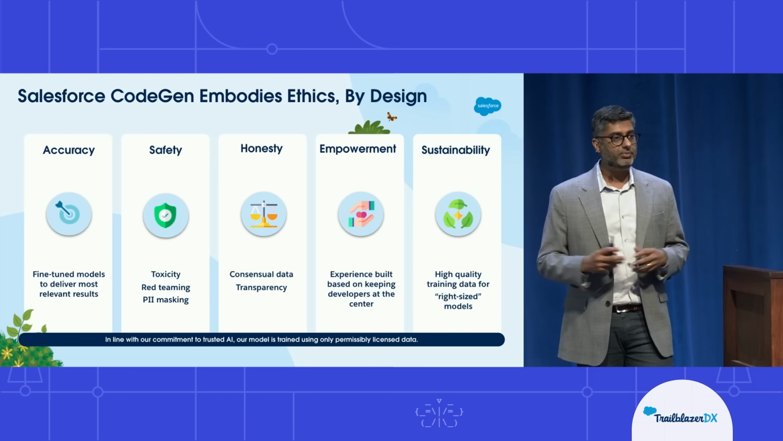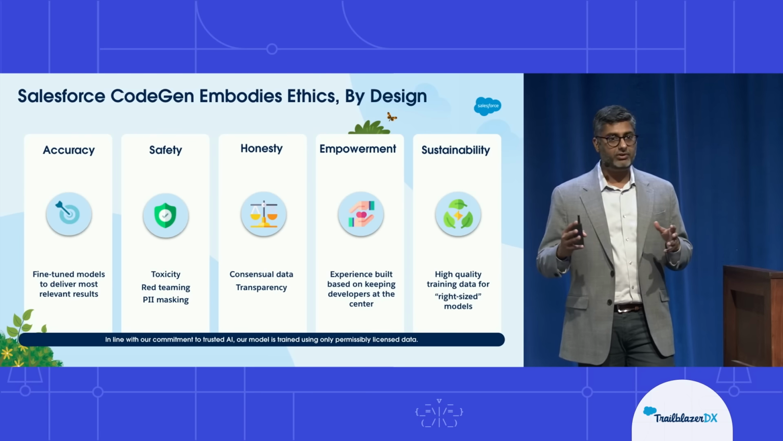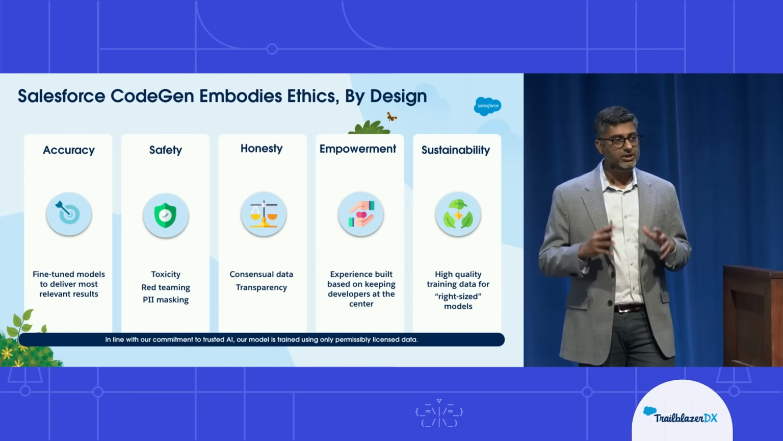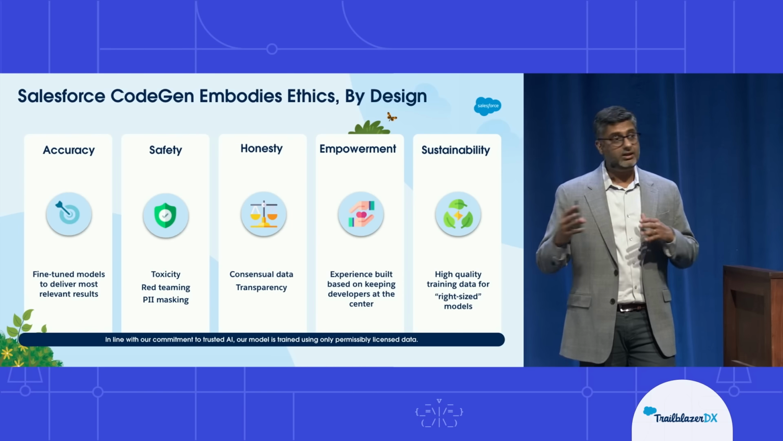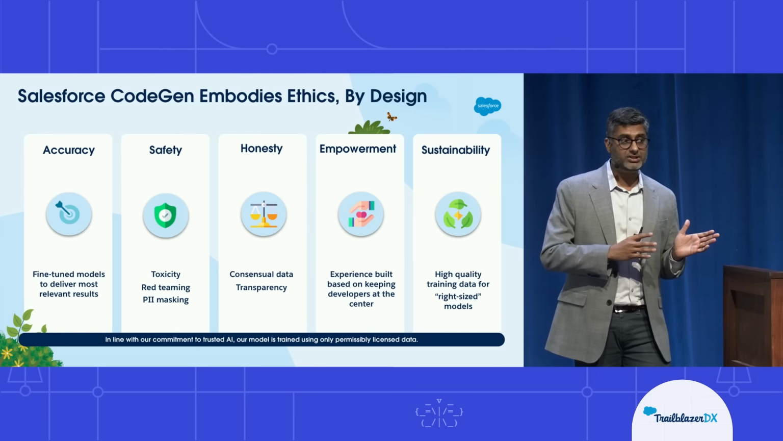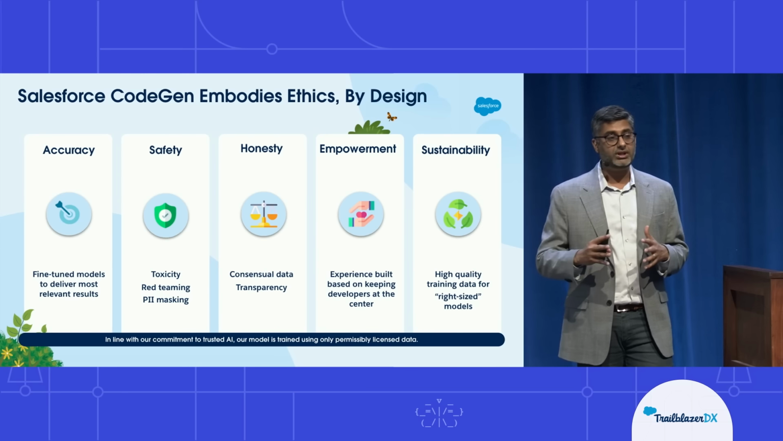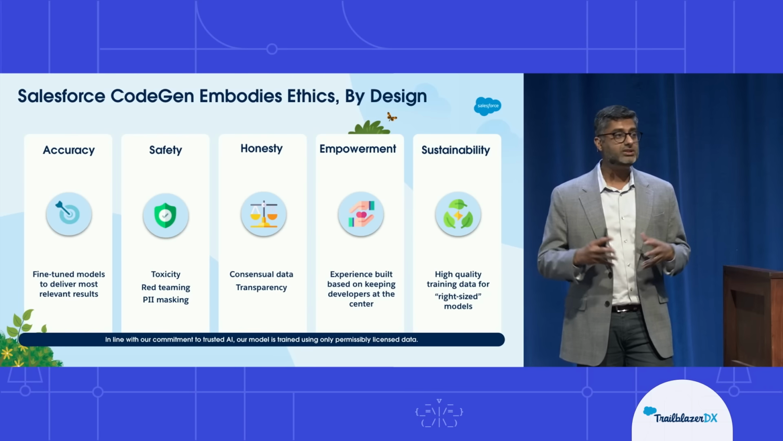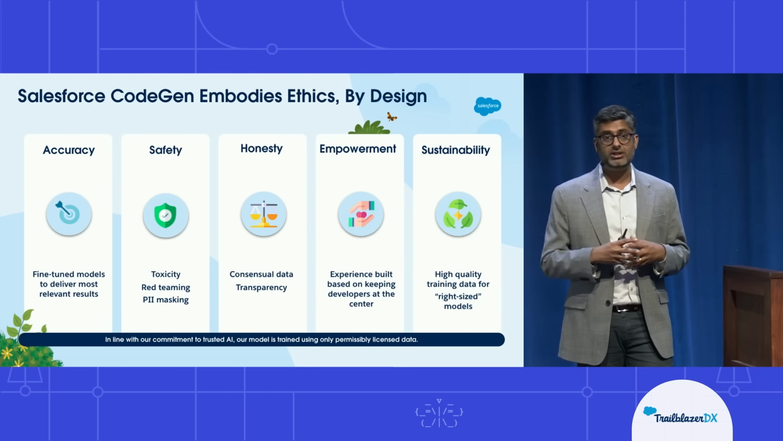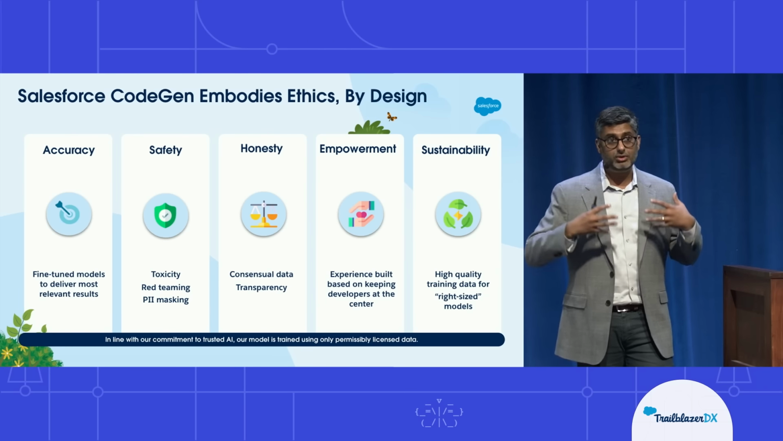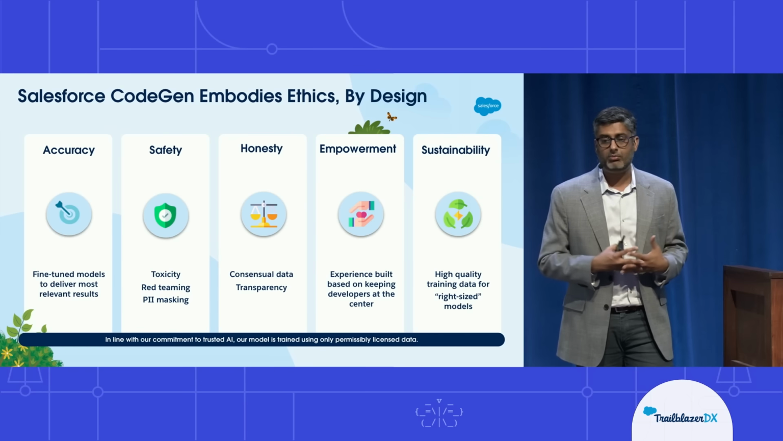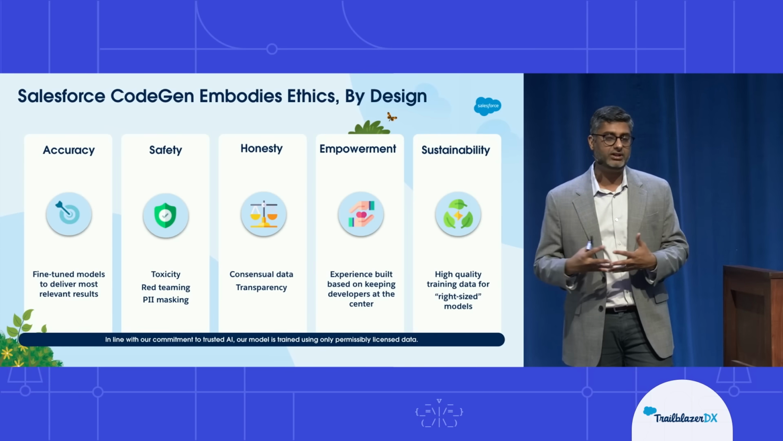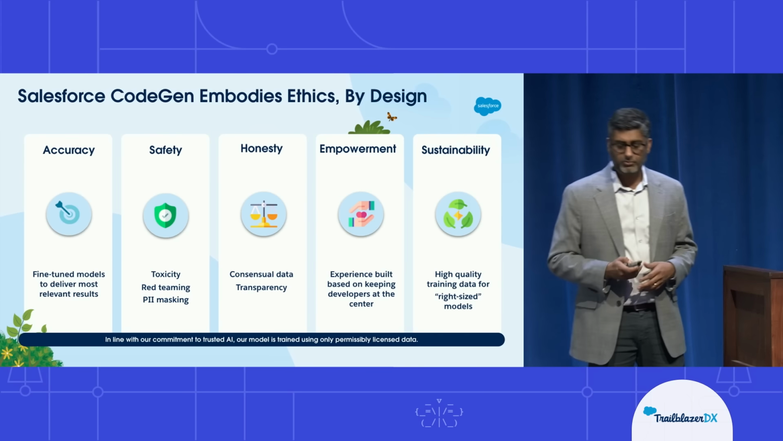So to give you an example, the model that we have trained for Einstein for Developers has only been trained on licensed and legally permissible data. And then I mentioned briefly about sustainability. We are a strong believer in using the right-sized model for the right task, because these models are very energy hungry, and you don't want to throw in a trillion parameter model for something that can be solved very effectively with a much smaller model.